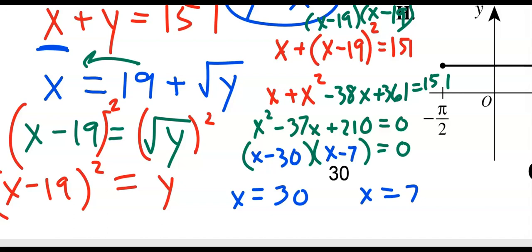If x is equal to 30, then that would make y 121. Where did I get that from? If I know that x is 30, how do I know that y is 121? They add up to 151, right? That's what they said in the beginning. So if x is 7, then that would make y 144.